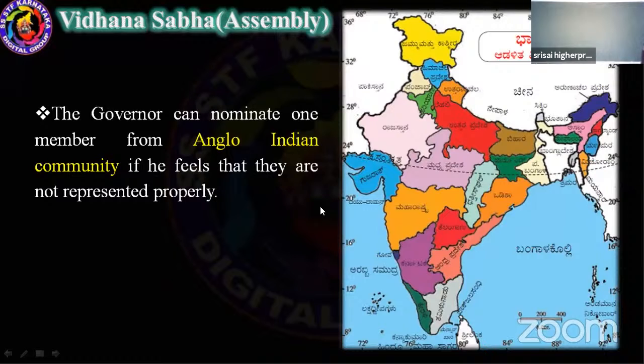In the center, there are two seats for this Anglo-Indian community. In Karnataka, it is one. I think other states also have maybe one there.